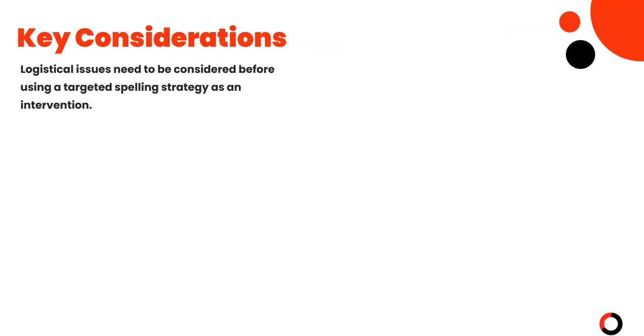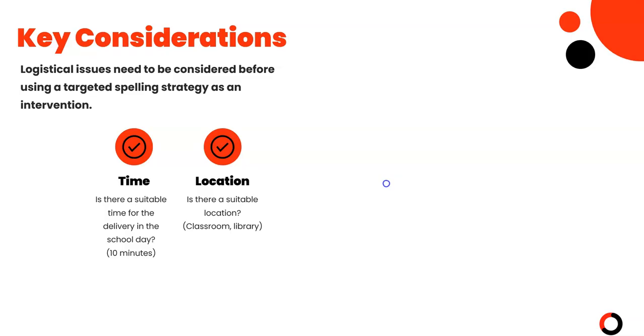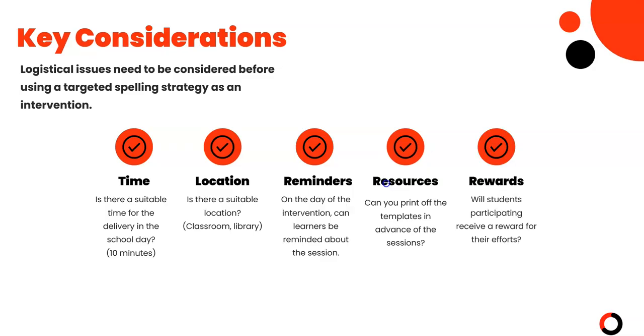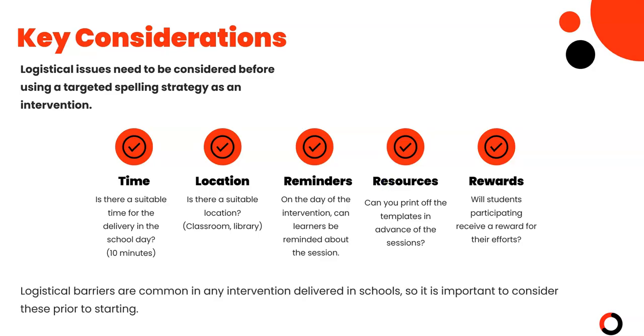So some key considerations just need to be considered before using a targeted spelling strategy. So time, is there a suitable time of the day for delivery? Is there a suitable location? Reminders for the learners. If you're using the templates, can these be printed in advance? And will you link this to any rewards?